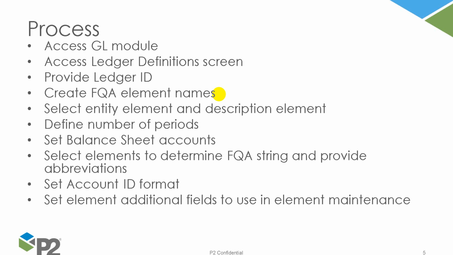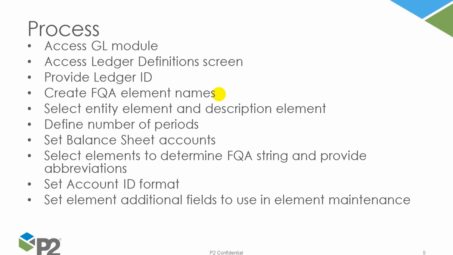Then we need to tell the system which is going to be the entity element and the description element for the ledger. We will define the number of periods to partition the ledger in. Usually it's 13 periods, 12 for each month, so one for each month, and then a 13th period for adjustments. We then need to determine the balance sheet account types, and that's what's going to tell the system what accounts to not zero out in the year-end roll process, or the year-end close process.